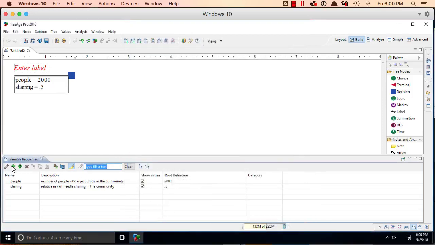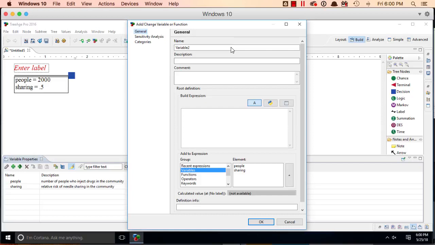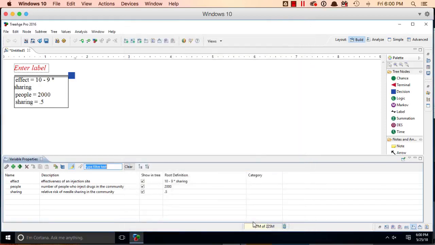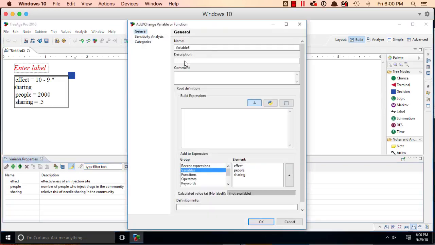And in the model of the addiction study, what sharing needles does is it decreases the potential effectiveness of a supervised injection site. So you could build these injection sites and give people a safe place to inject drugs, except if there's a lot of needle sharing, then ultimately the program's not going to be effective in terms of saving lives. The effectiveness of the injection site, we're going to say, is a decreasing function of sharing, so you could see it right there. Effectiveness of an injection site is 10 minus the quantity 9 times sharing. So the more needle sharing, the less effective our injection sites are.